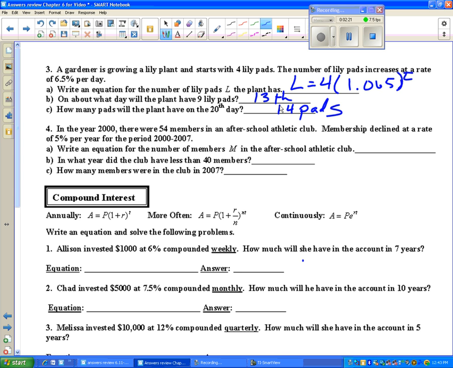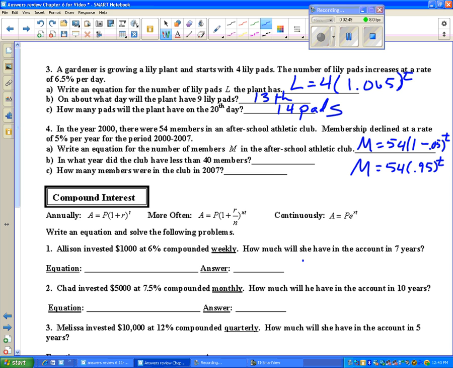So M is the number of members. My initial value is 54. I am losing members, so that's 1 minus 0.05 to the t power. However, 1 minus 0.05 is 0.95 to the t power. So that's per year.